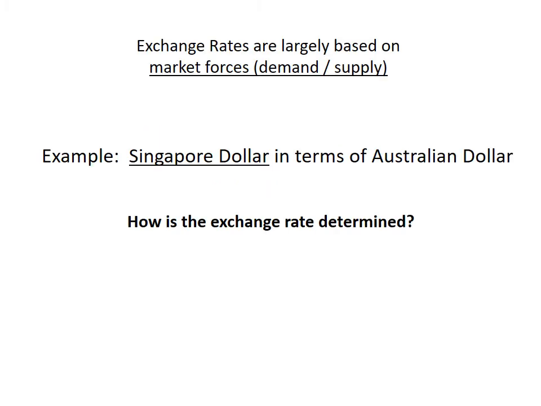Now let's take a look at a couple of assumptions first before we start looking at how rates change. We will look at the model assuming that it is a free float. That means everything is based on demand and supply. You may be asking, we just said that this is not the most common system. Why are we using that?